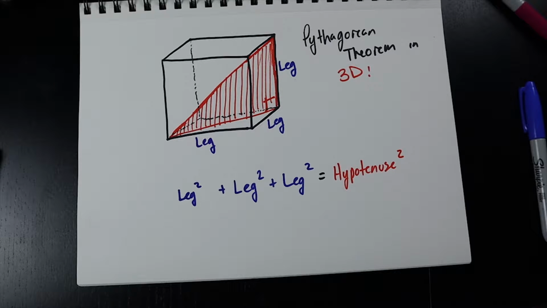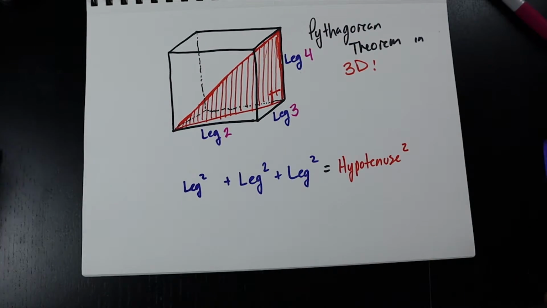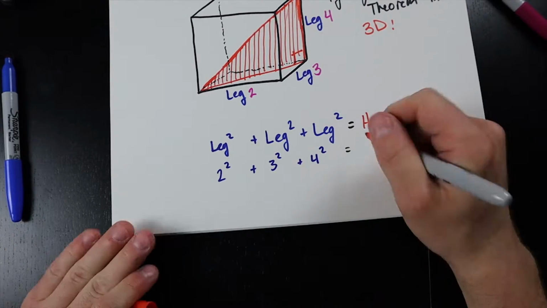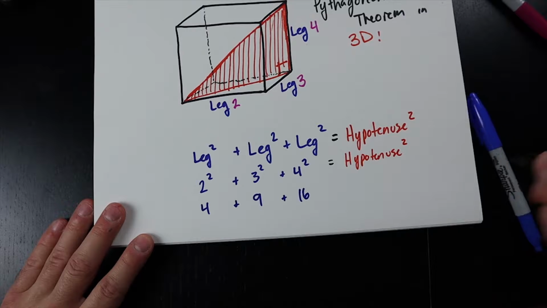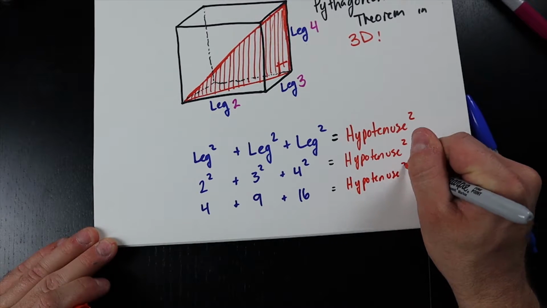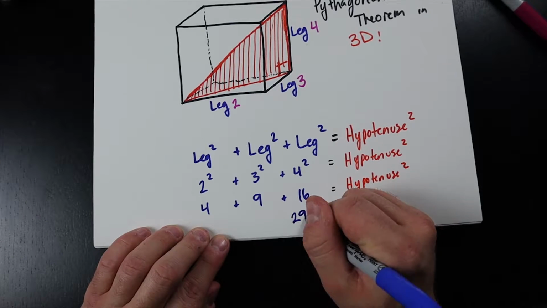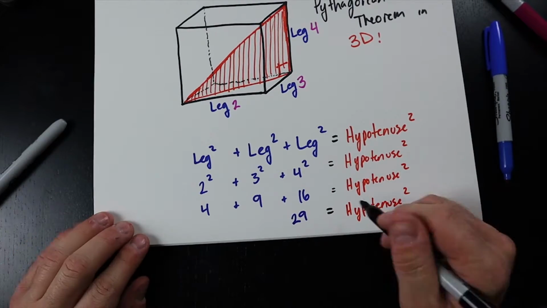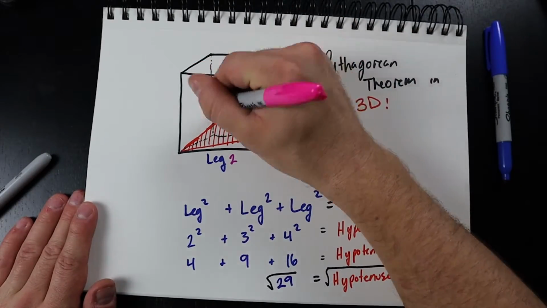For this example, let's say the leg lengths are 2, 3, and 4. I plug in the values I know and solve for the unknown. The missing hypotenuse is revealed to have a length of the square root of 29.